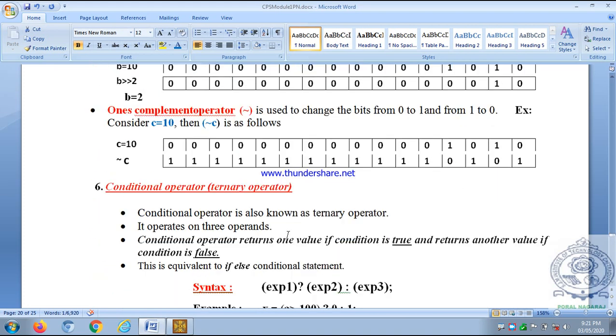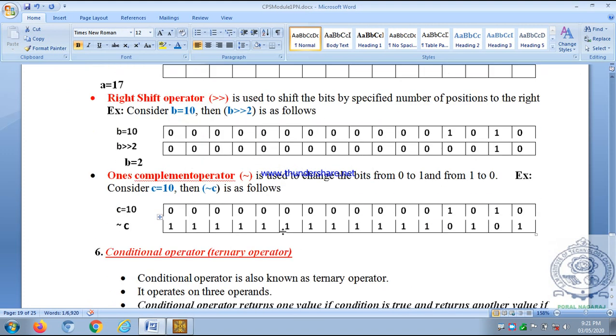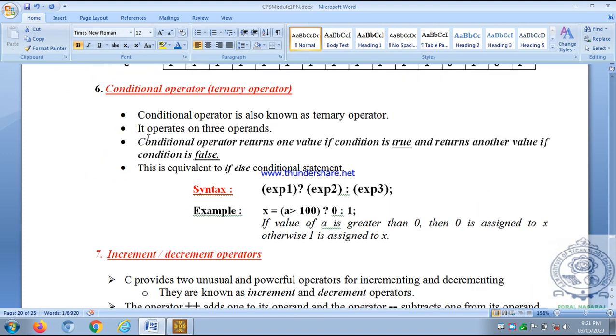Okay. So next we have the conditional operator. The sixth one is the conditional operator. So what is a conditional operator? We have already discussed, based on the number of operands, the unary operator, binary operator and ternary operator. The ternary operator itself is called the conditional operator because it uses a condition and there are 3 operands. That's why it is called the conditional operator or ternary operator.